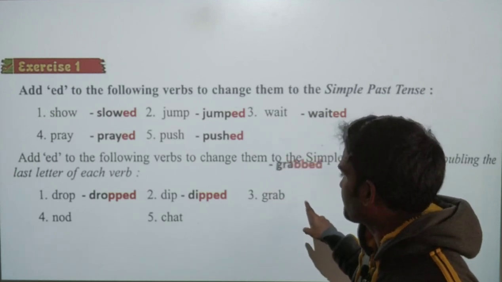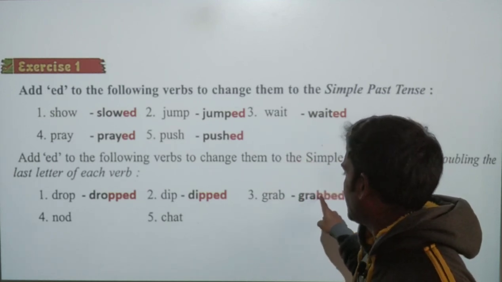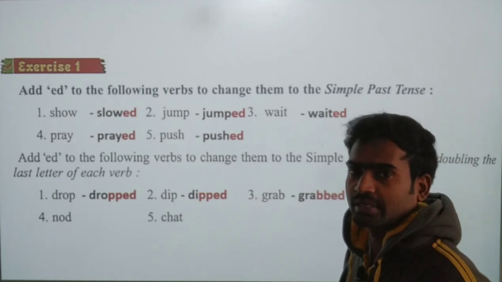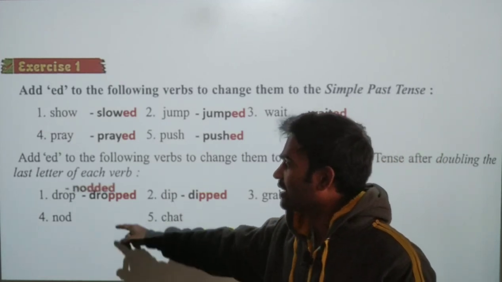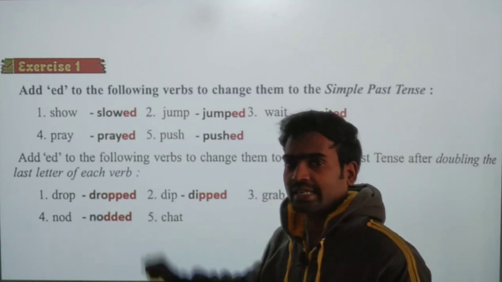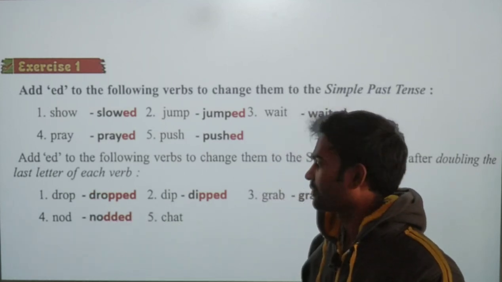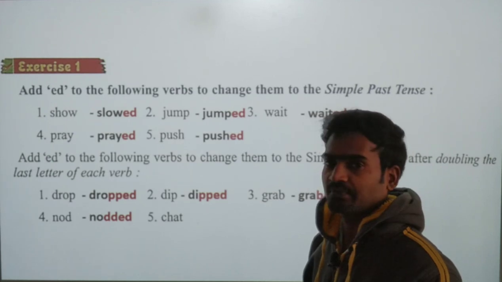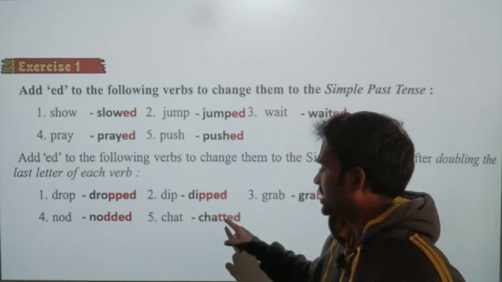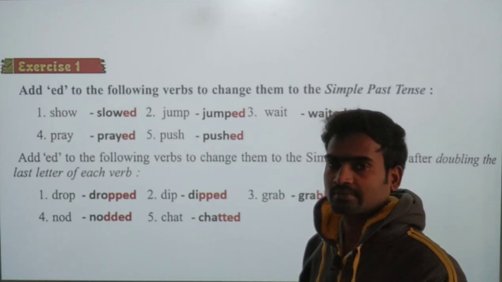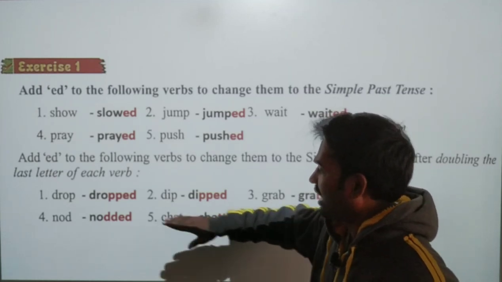So when we change it, it is G-R-A-B-B-E-D, grabbed. And the next one, the fourth one, is nod, N-O-D-D-E-D, double D-E-D, nodded. And the last one, chat, chatted, C-H-A-T-T-E-D, chatted. So when we observe this.